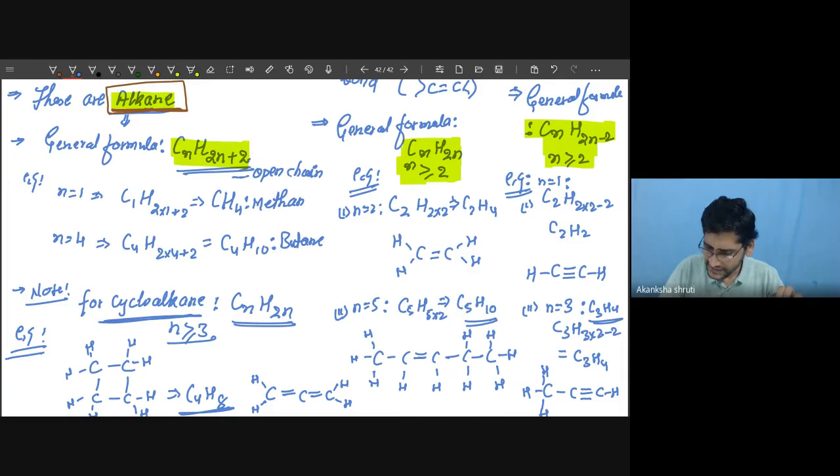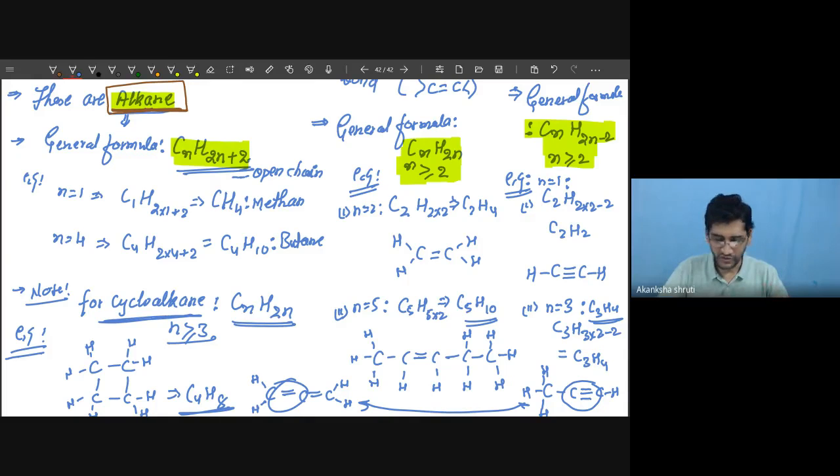But then these two are isomers of each other. But in this case, the functional group has changed. Here it is the triple bond, here it is the double bond. So from alkyne to alkene, it has changed. So these are called functional isomers.